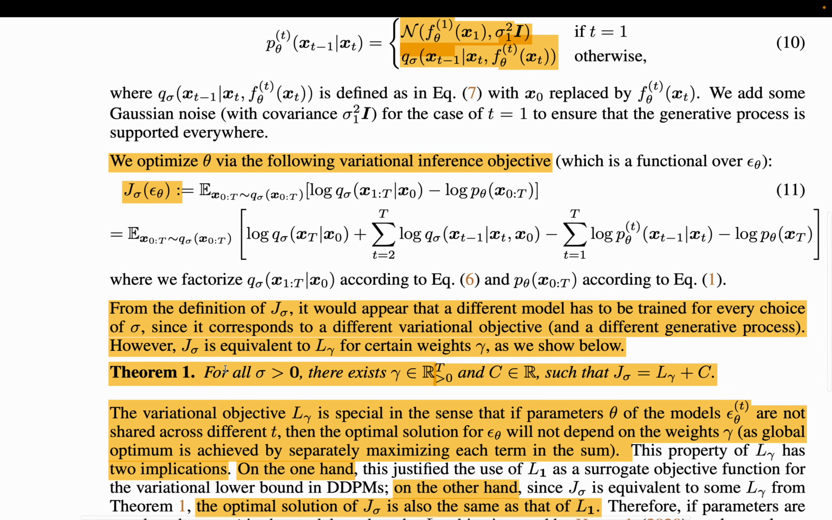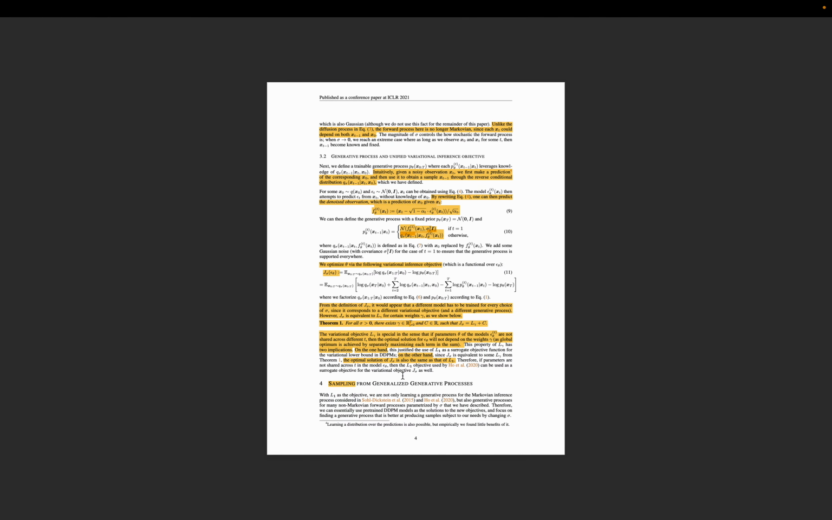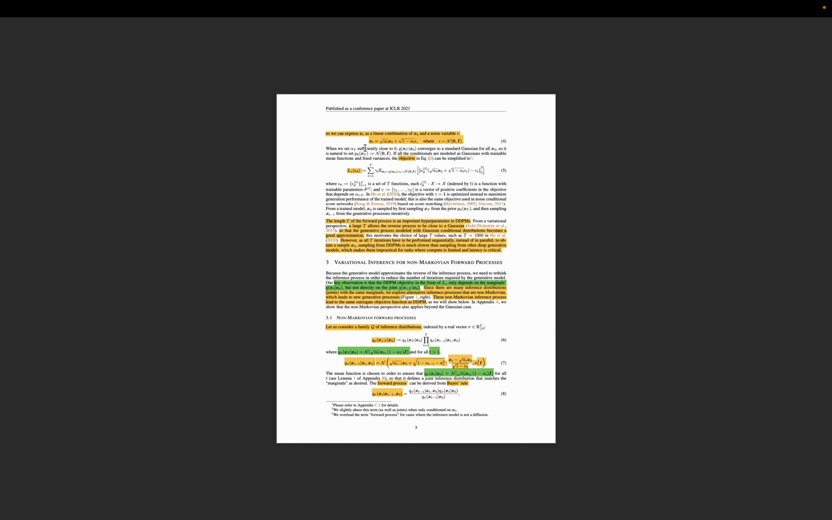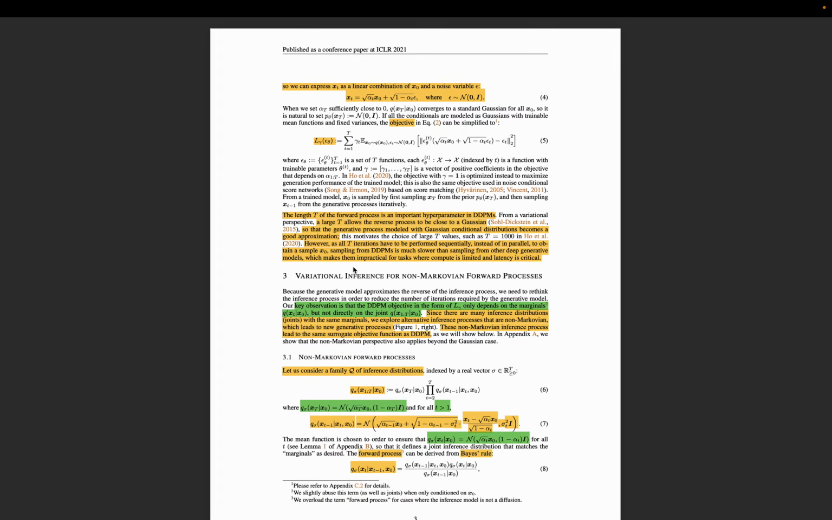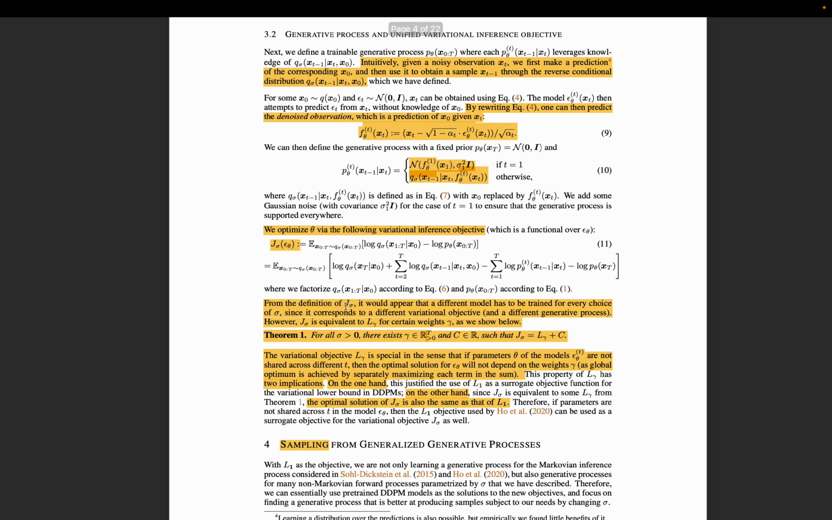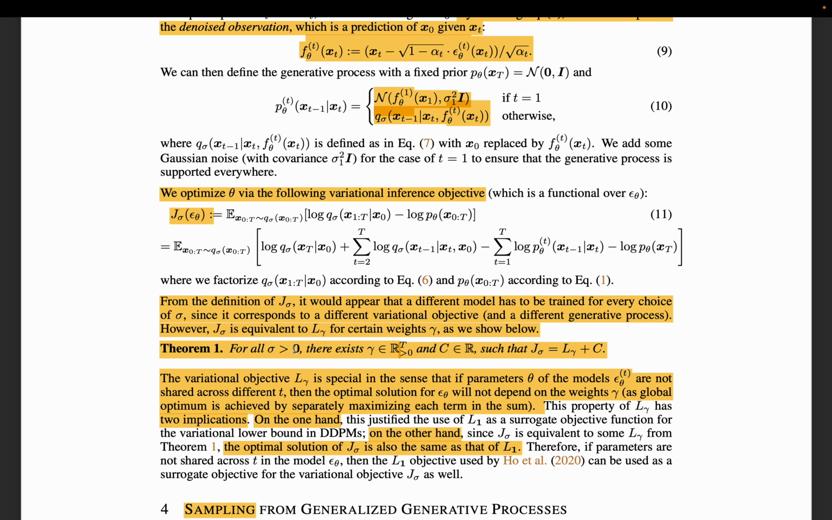But there is this theorem: for all sigma greater than 0, there exists a gamma, where gamma is a set of weights. If we go back to the L gamma objective, we have a sum of terms, one for each time step, and each term is weighted by gamma. So the theorem says that for all sigma greater than 0, there exists a set of weights gamma and a constant such that J sigma is equal to L of gamma.